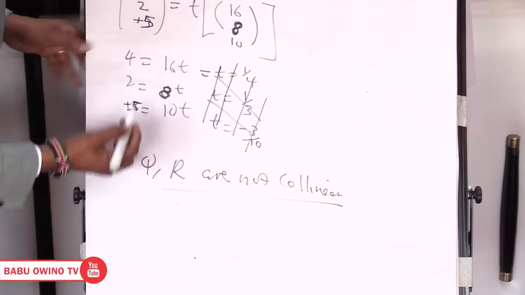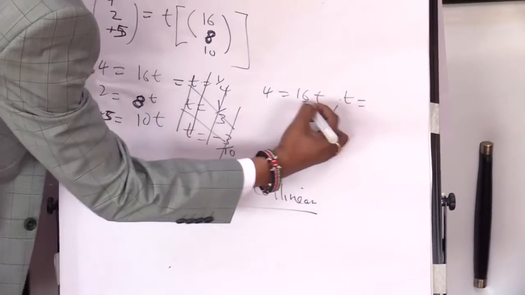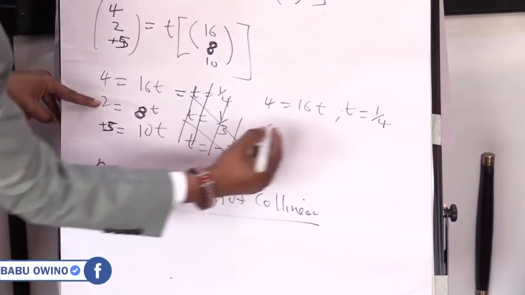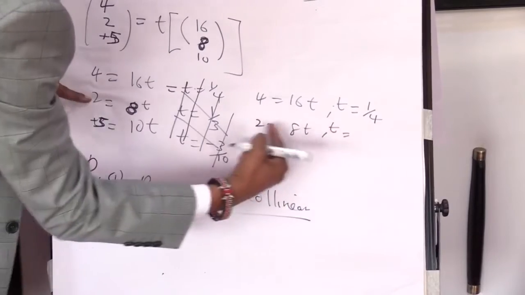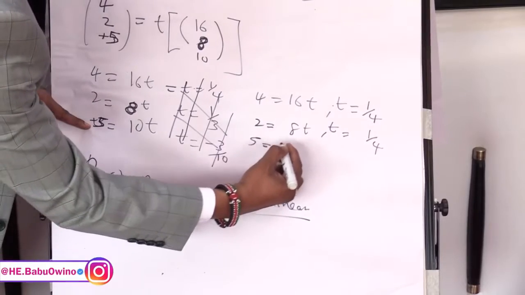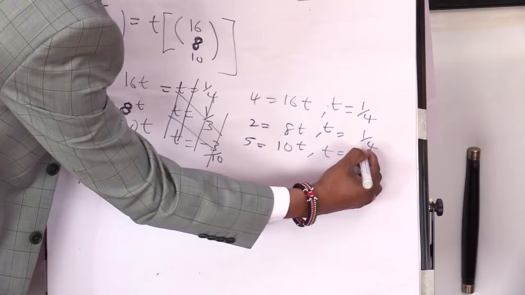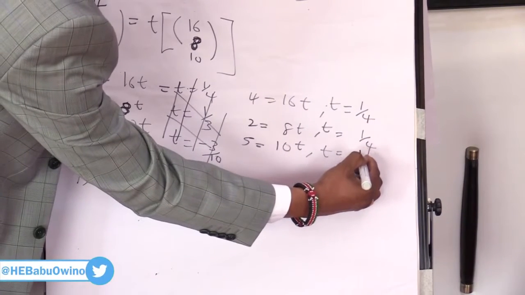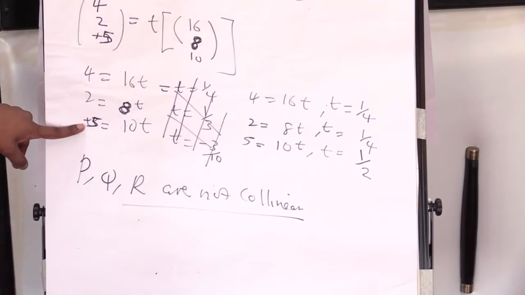Let's cross-check. So 4 equals 16t. Here t equals a quarter, that is 4 over 16. Then here 2 equals 8t, t equals a quarter. Then here lastly 5 equals 10t. So t equals 5 over 10, which is a half. So it's still coming out to be different.